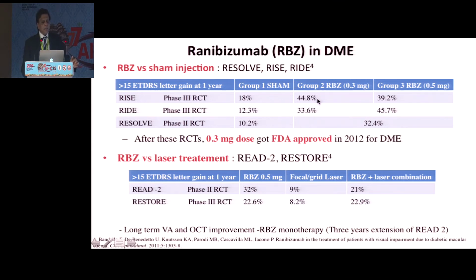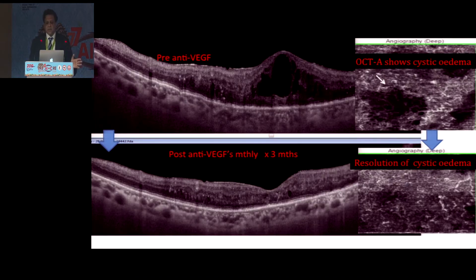So ranibizumab, one of the anti-VEGF drugs recommended for DME, this slide tells you was very effective at 0.3 milligrams. For laser treatment also, the READ and the RESTORE trials showed that the focal grid visual acuity 15-letter gain was 9% versus 32 and 22.6. So even versus laser, it was much better. Therefore it is recommended that as compared to laser, as compared to sham, you have to give anti-VEGF first. That was the first slide which showed you some conclusions we derived.